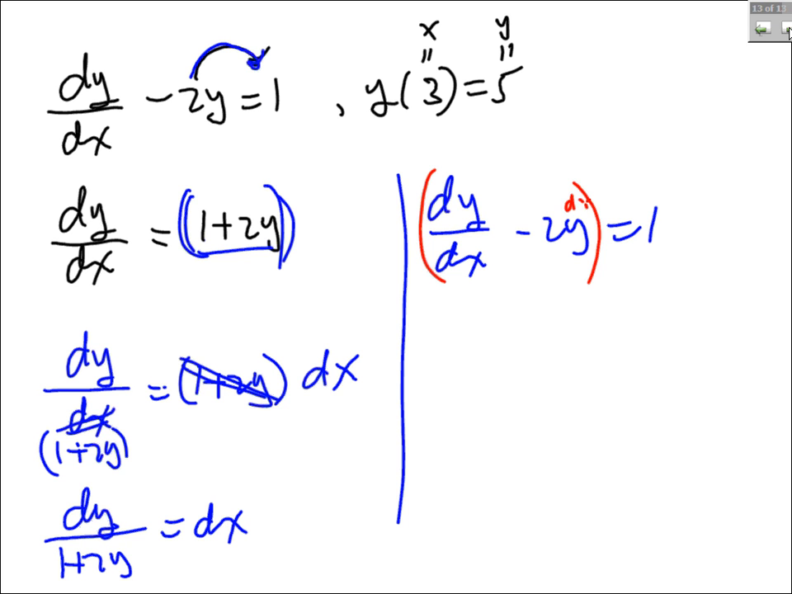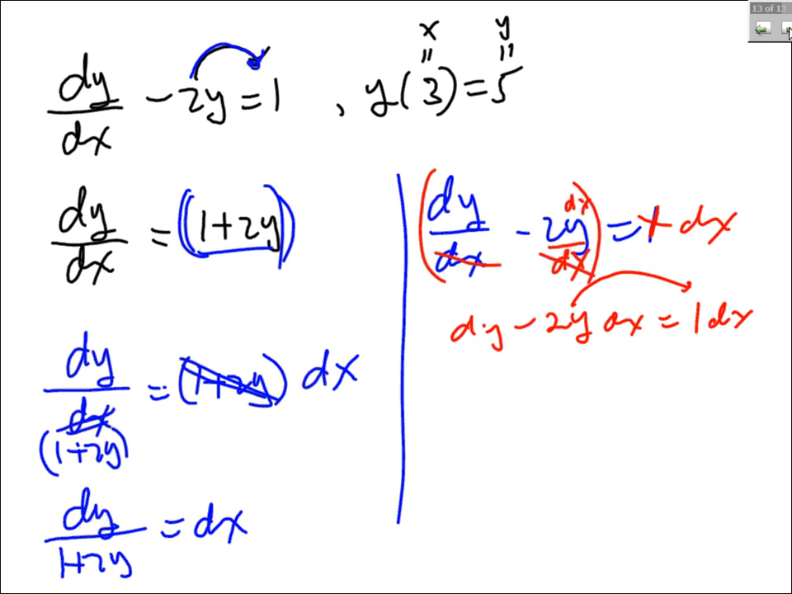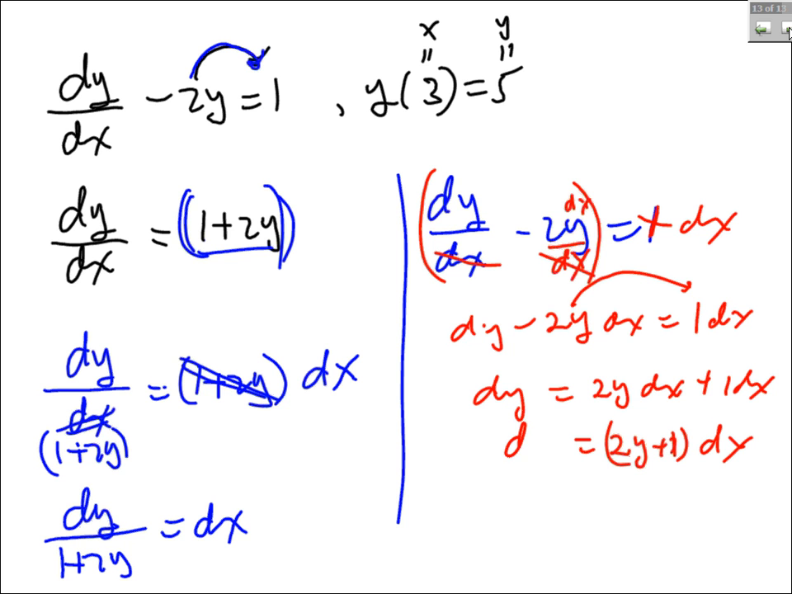You'd have to get common denominators by multiplying by dx, and then factor out a dx on the bottom, put it on the top, and could have left the one there. So then you have dy minus 2y dx equals 1 dx. And then you'd have to combine the dx's. You have 2y dx plus 1 dx, which factoring out the dx, you get this. Same thing we got. Oh, and then you'd have to move this to the bottom.